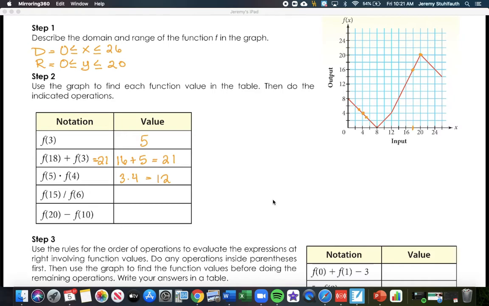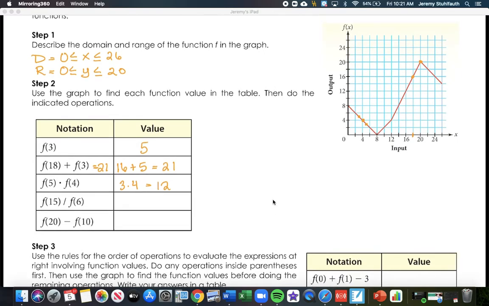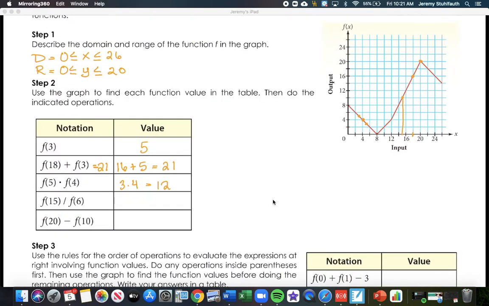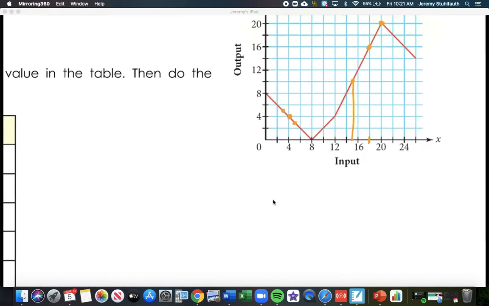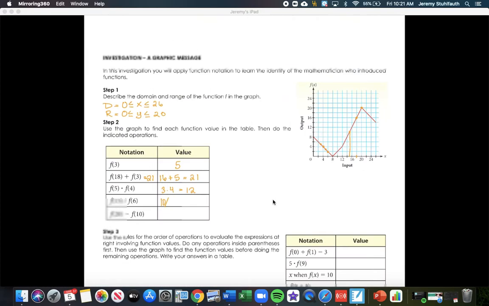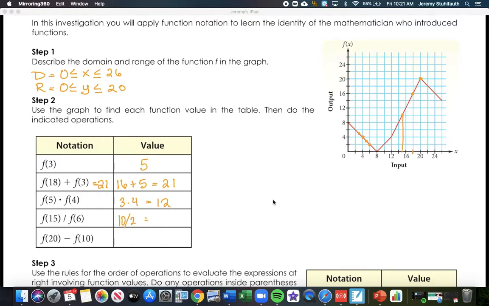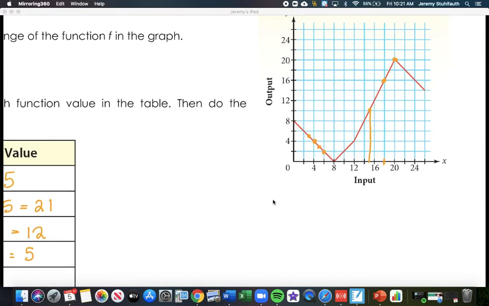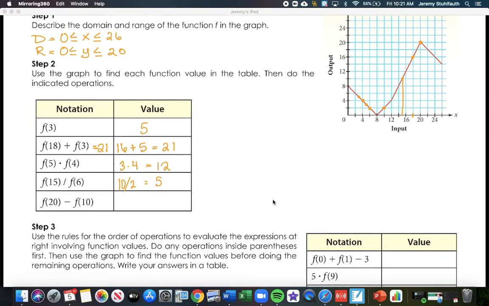Next, we have f of 15 divided by f of 6. If we look at our graph, again, f of 15 is going to be here. So f of 15 looks to be 10. So we have 10 divided by f of 6. f of 6 is 2. So we have 10 divided by 2, which is 5. And finally, we have f of 20 minus f of 10. So f of 20 is going to be 20. f of 10 is going to be 2. So we have 20 minus 2, which is equal to 18.